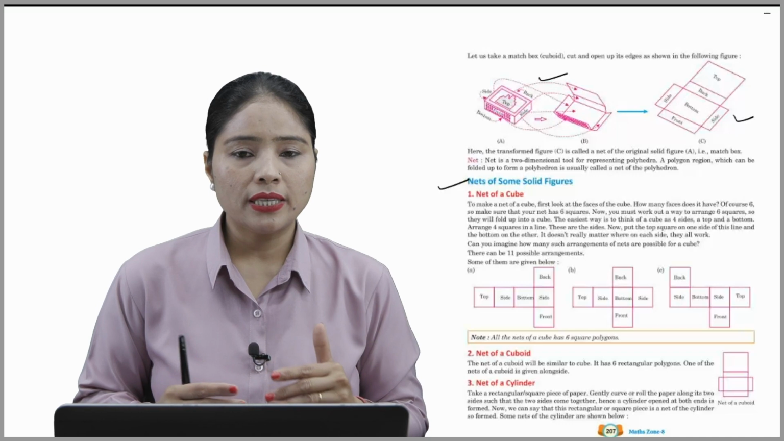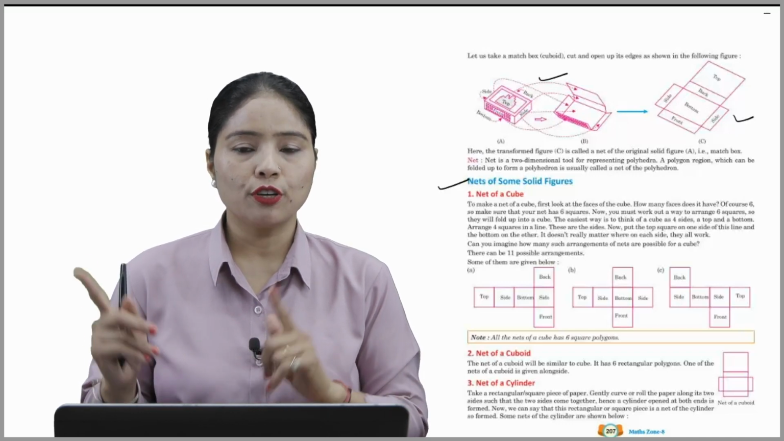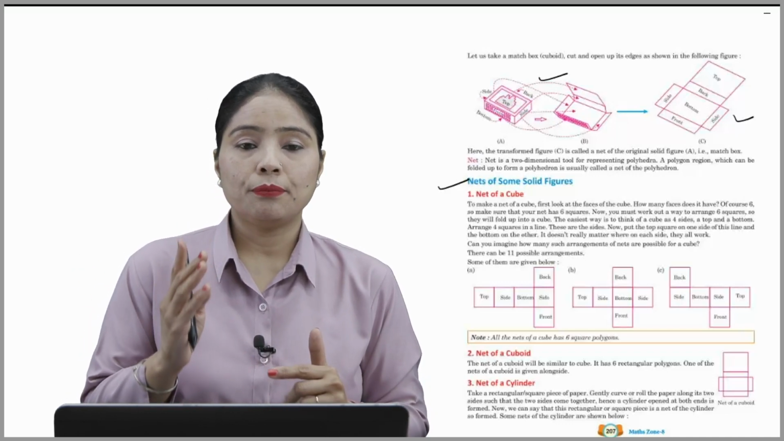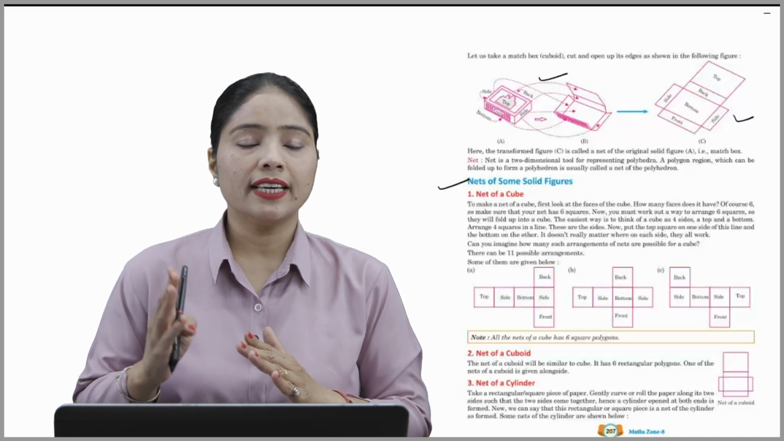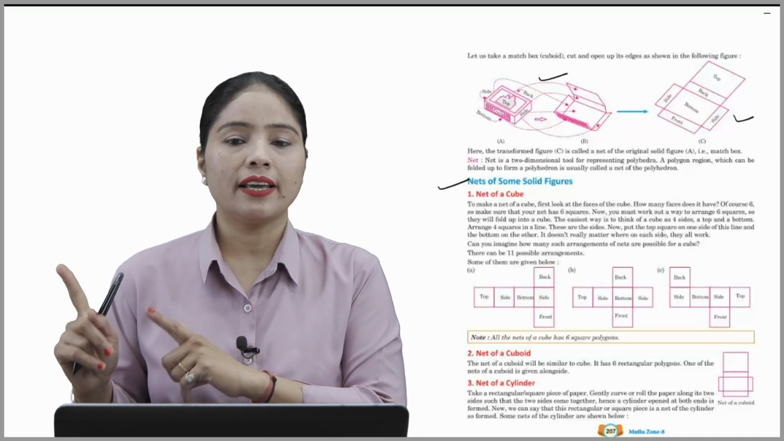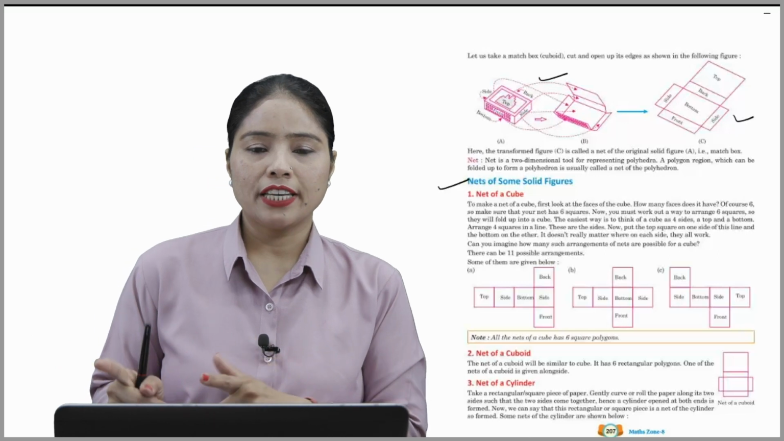Can you imagine how many such arrangements of nets are possible for a cube? There are, or we can say that there can be, 11 possible arrangements. Some of them are given below.